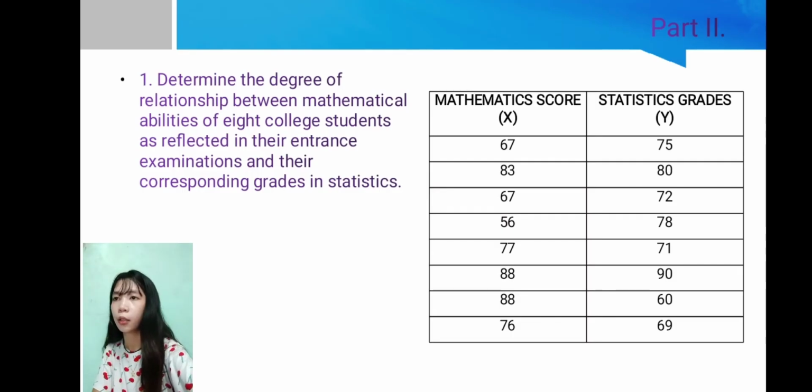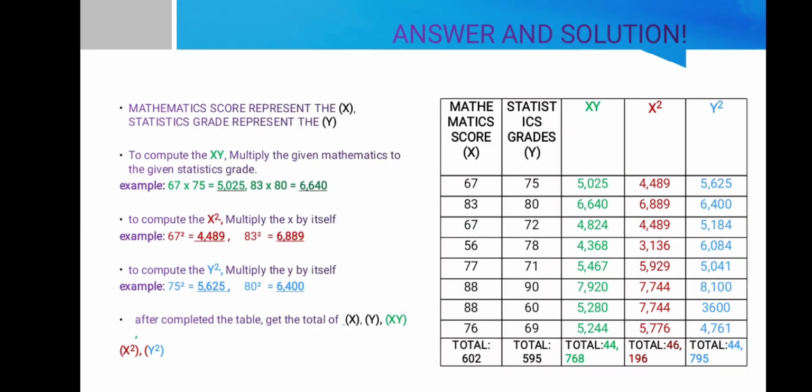Number 1, determine the degree of relationship between mathematical abilities of 8 college students as reflected in their entrance examination and their corresponding grades in statistics. Mathematics score represents the X, statistics grade represents the Y. To compute the XY, multiply the given mathematics score to the given statistics grade. Example, 67 times 75 equals 5,025. 83 times 80 equals 6,640.